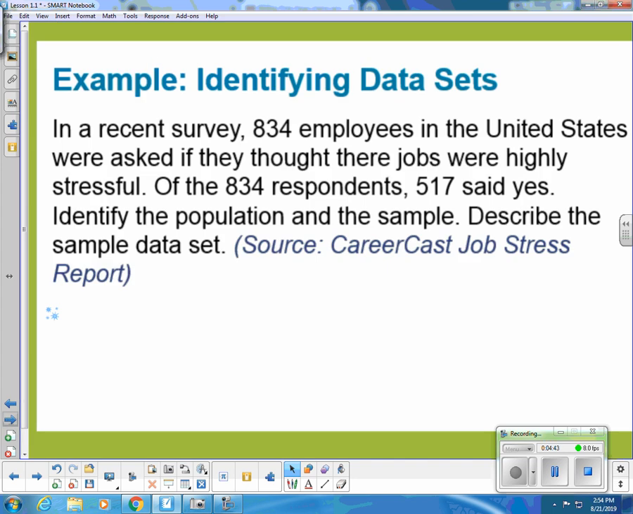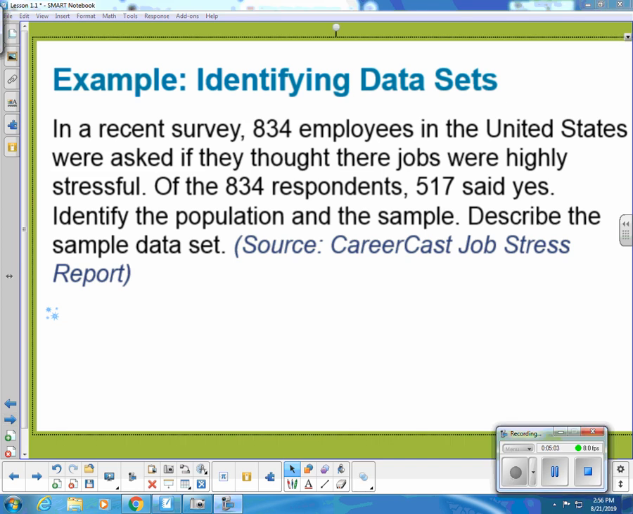So, identifying data sets. In a recent survey, 834 employees in the United States were asked if they thought their jobs were highly stressful. Of the 834 respondents, 517 said yes. Identify the population in the sample. Describe the sample data set.